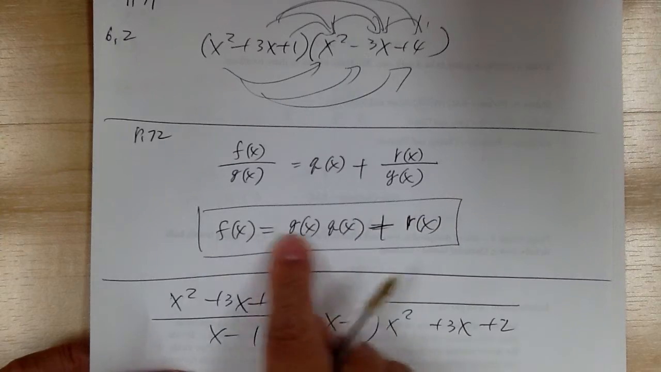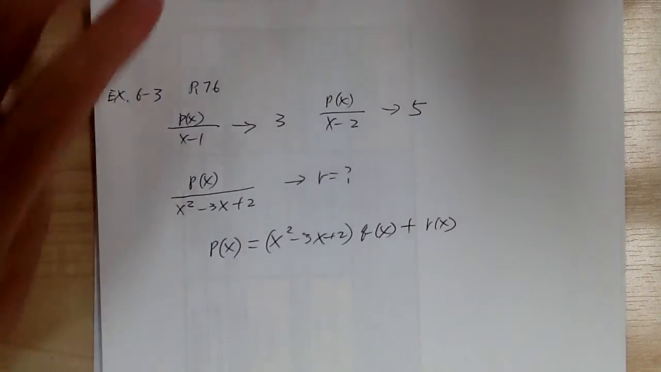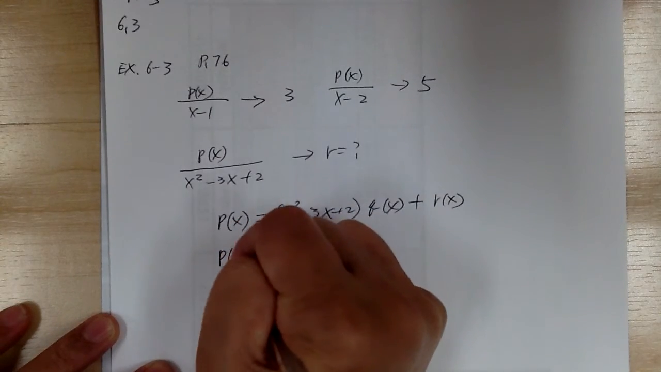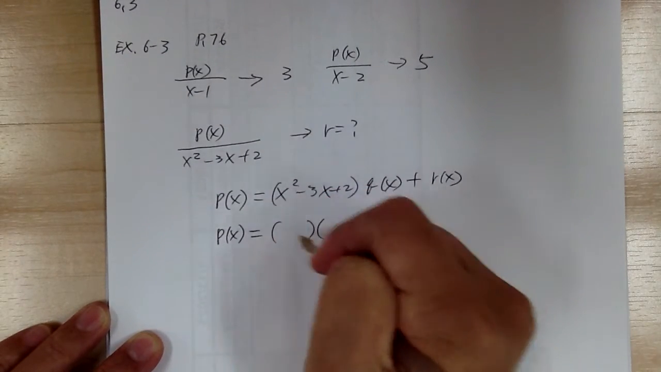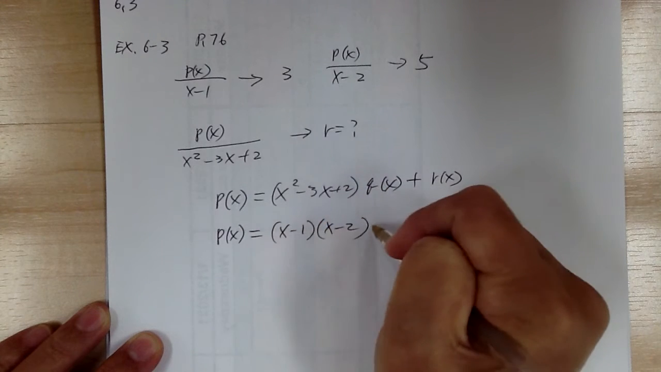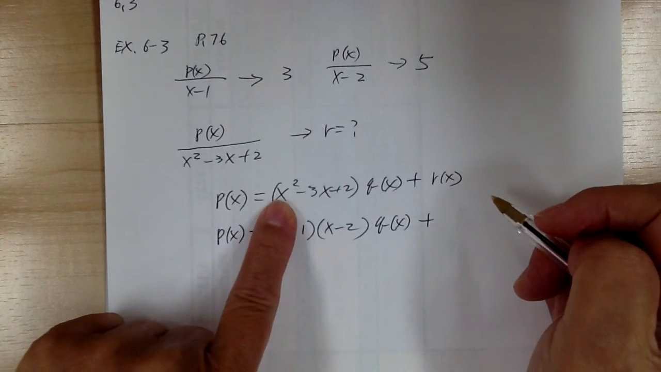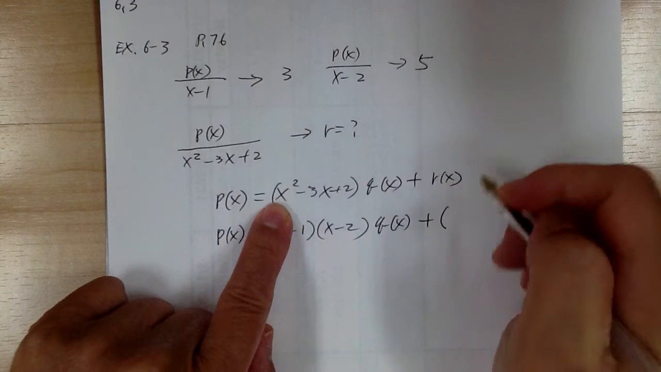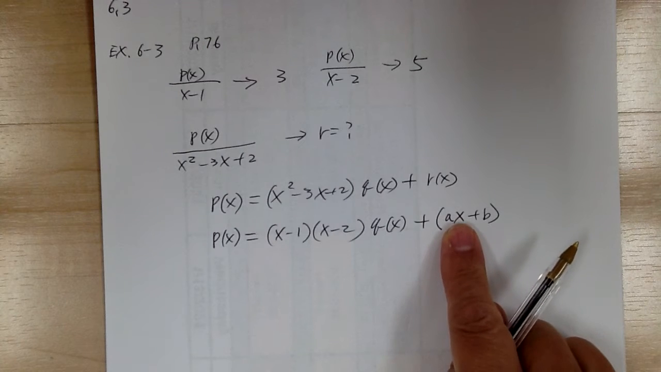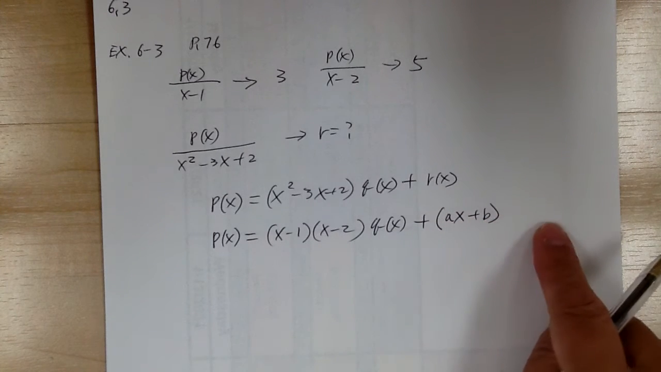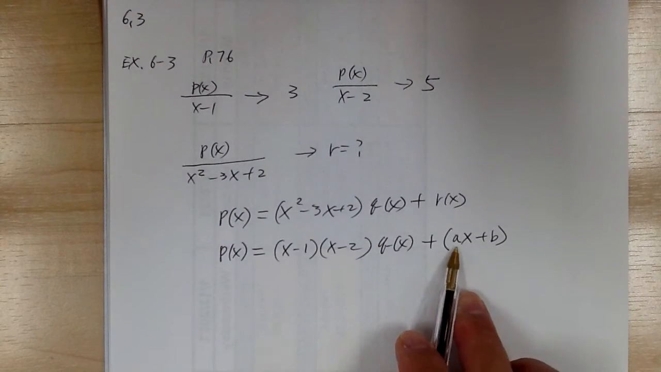So using that, we will cross multiply already. Next, p of x will equal, and we're going to factor these, x minus 1, x minus 2, q of x plus, now the remainder will always be 1 degree less than the divisor. We don't know what it is, so we're just going to call it ax plus b. If it were second degree, it would be ax squared plus bx plus c, and so forth. We're looking for the remainder, so we're looking for a and b.